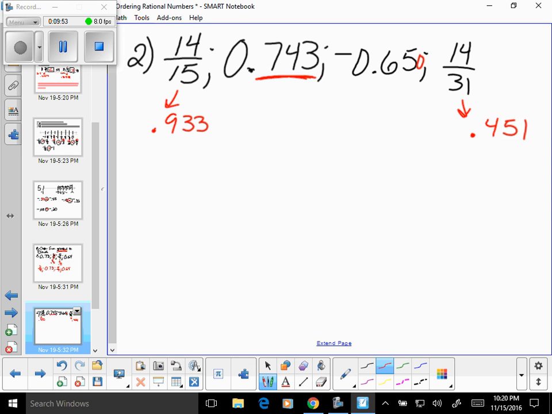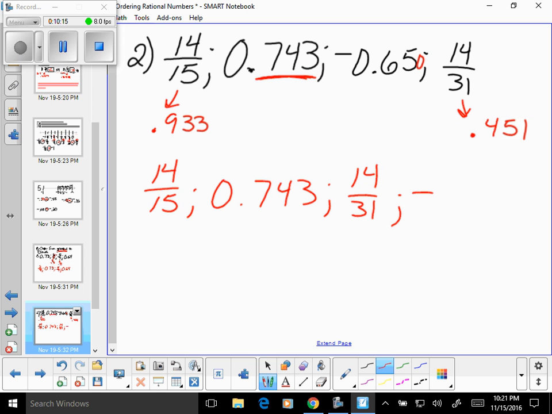negative. Now, again, I can pretend that I don't have a decimal point, I'm comparing 933, 743, and 451. I want the biggest one first. Well, that's going to be my 14 over 15. Then comes my 0.743. Then will come the 14 over 31. And lastly will be my negative rational number of negative 0.65.